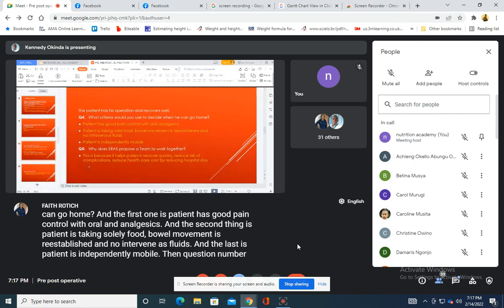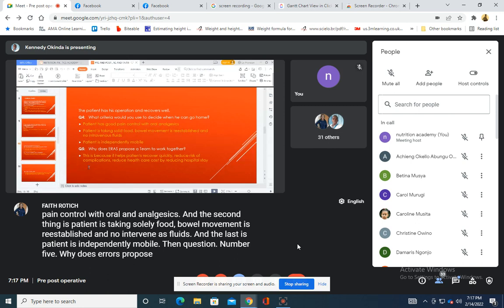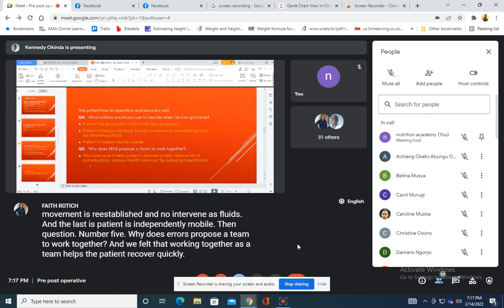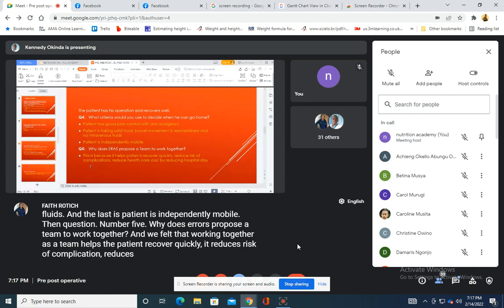Then question number 5, why does ERAS propose a team to work together? And we felt that working together as a team helps the patient recover quickly. It reduces risk of complication, and reduces healthcare cost by reducing hospital stay.